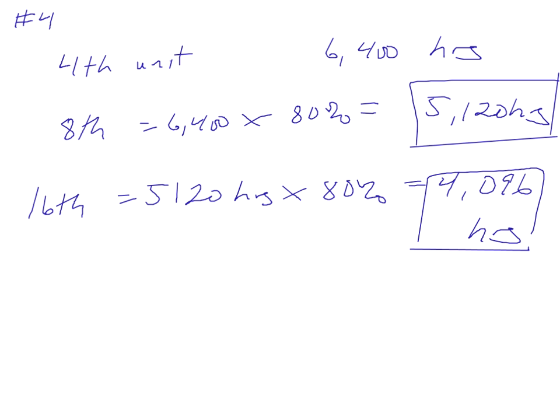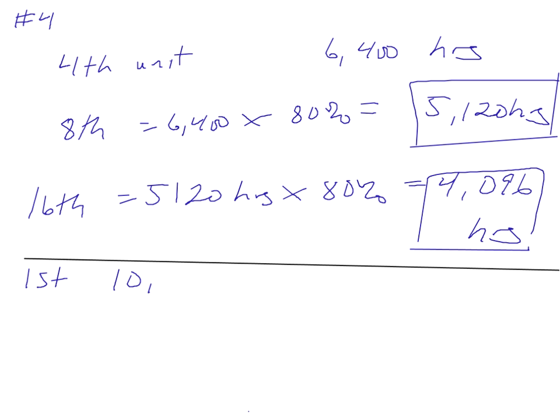Part B, it says that assume that labor time is $125 an hour. Compare the cost of producing the 1st unit to the cost of producing the 16th unit, and what is the percentage of the 16th unit to the cost of the 1st unit? Okay, so the 1st unit, it took 10,000 hours, and it cost $125 an hour. So we spent $1,250,000 to produce the 1st unit.